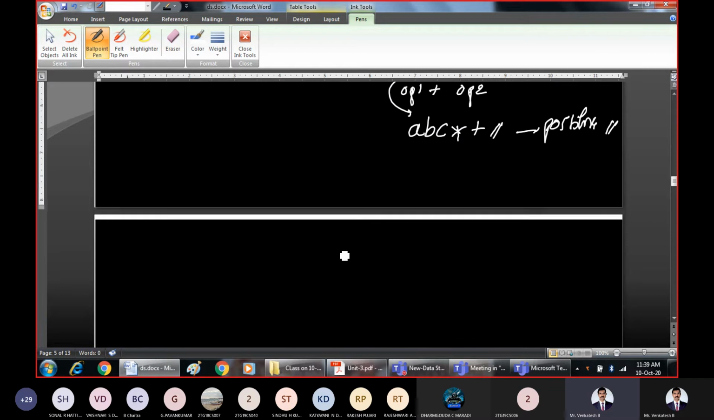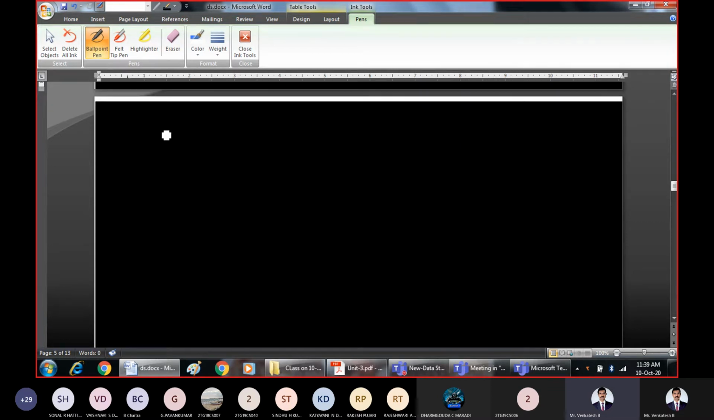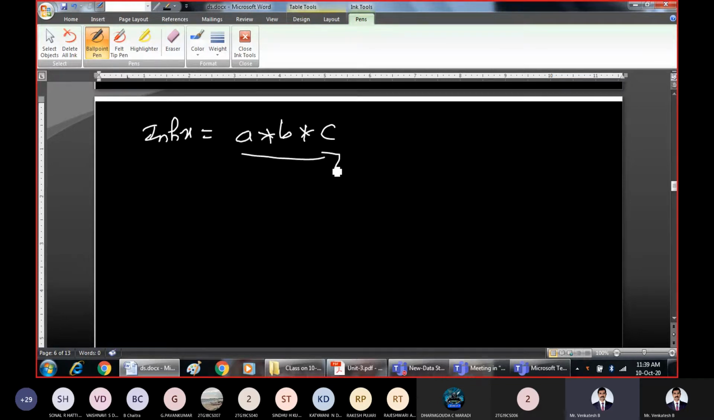I'll take one more example because if we solve more examples, it will be easy. Now, when I have an expression like this in infix form, that is A star B star C, with the same operators, you go from left to right and evaluate. Now instead of this, I'll take something like this: A star B minus C division D.